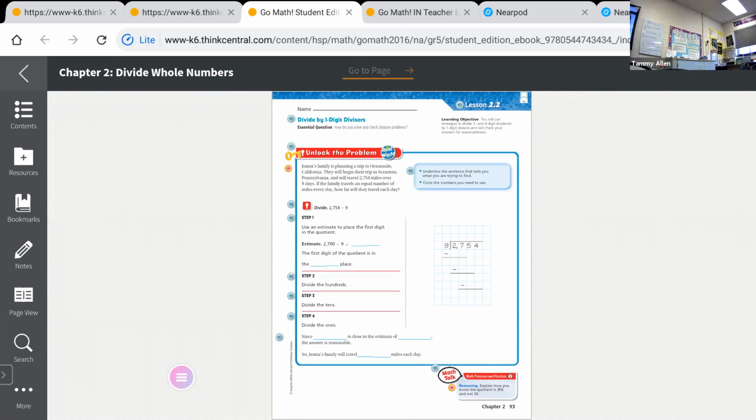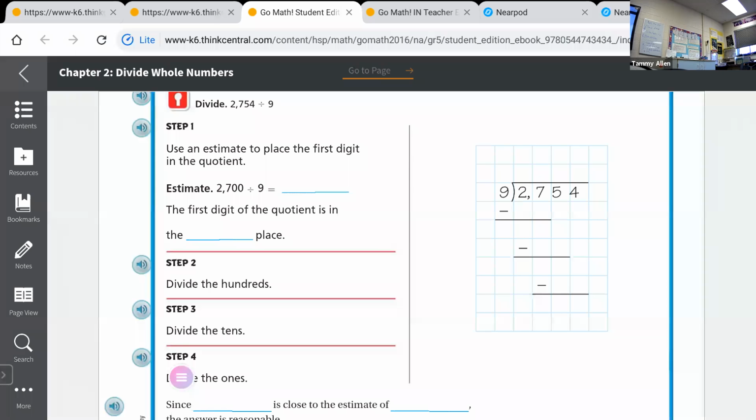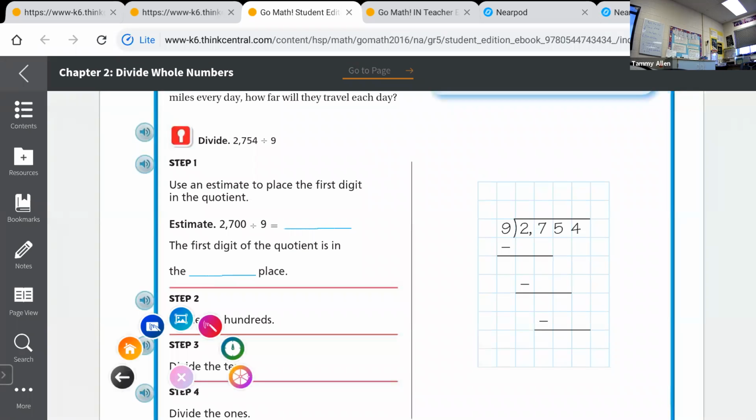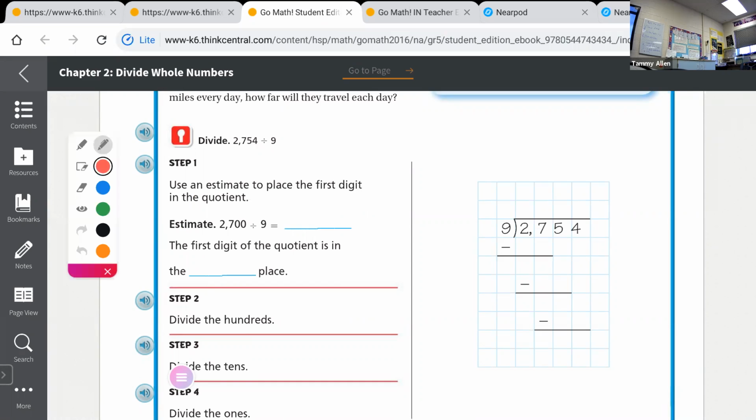Other than that, we're going to work some more with division today. Again, estimating first. So we take a look at 2,754. I'm going to write it nice. 2,754 divided by 9. Again, we look for what multiple of 9 is close to 27, and it is 3.